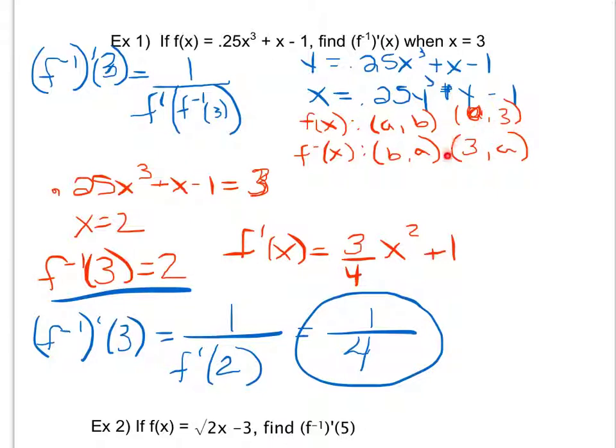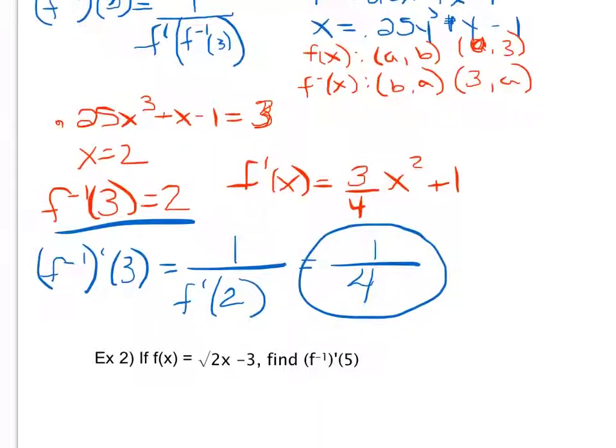So at the point (3, 2), because remember I solved for that right here, I found that my inverse function had a derivative of 1/4. Notice that I didn't write it out, but I also found that at the point (2, 3), my original function had a derivative of 4. So notice that my function and its inverse have reciprocal slopes at the points (a, b) and (b, a).